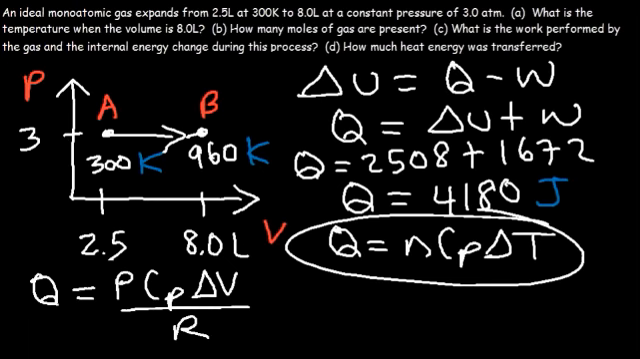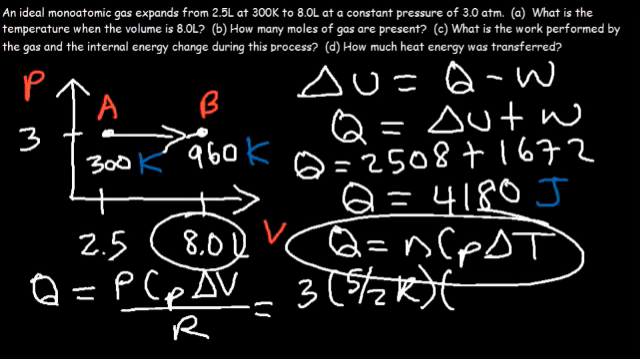So let's plug in the values that we have. So P, which is constant, is 3 atm, and Cp is going to be 5/2 times R, since we have a monoatomic gas at constant pressure. And delta V is 8 liters minus 2.5, so that's a change of positive 5.5.